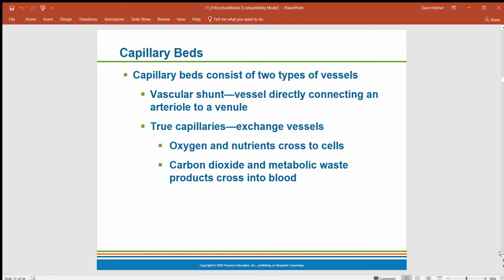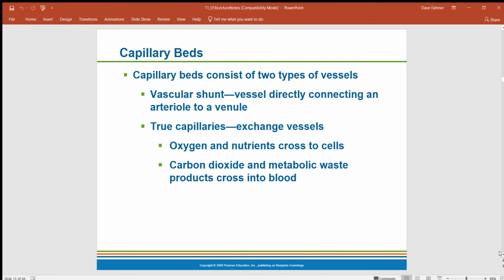The capillary beds are going to basically consist of two types of vessels. You're going to have something called a vascular shunt, which is basically an on-off valve. This vessel directly connects an arteriole to a venule, the smallest of the arteries to the smallest of the veins. And basically, when the shunt is completely on, it would completely cut blood off from going into a capillary bed, and would take it from the arteriole right straight to the venule, or some degree of reduced blood flow because of the shunt. The true capillaries is where all the exchange occurs between the tissues and the blood.